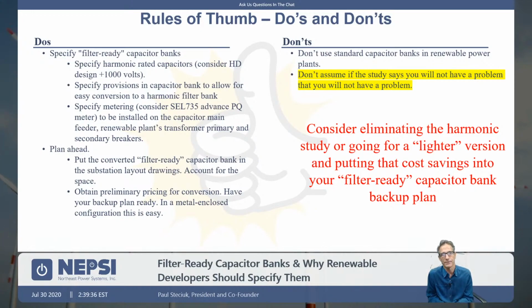Do not use standard capacitors in your renewable plant, because it does not allow for conversion of the capacitor bank to a harmonic filter bank. So always go with heavy duty, and I would recommend plus 1,000 volts at least, so you can accommodate the harmonic currents. And don't assume that if the study says that you will not have a problem, that you will not have a problem.